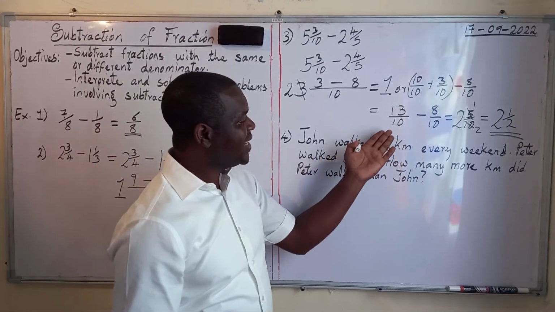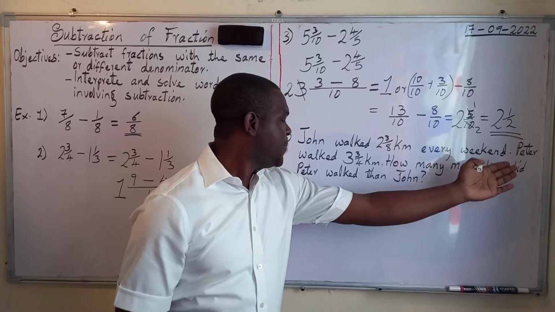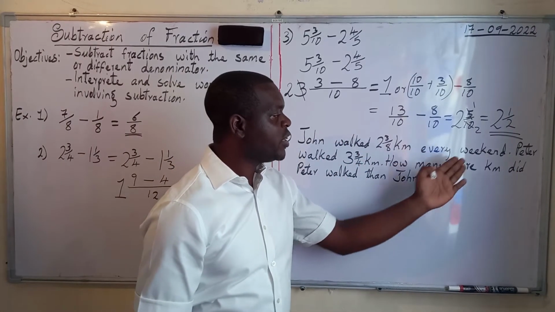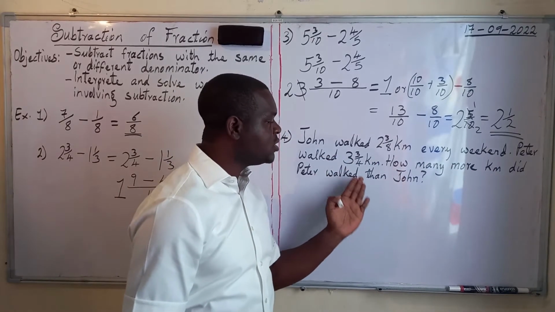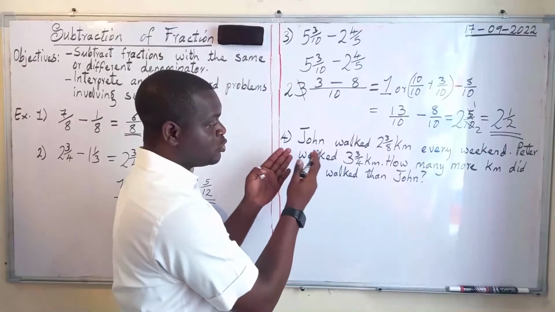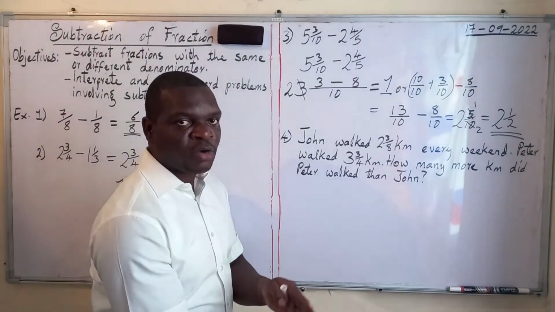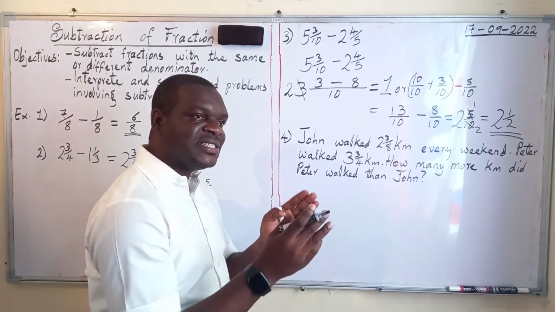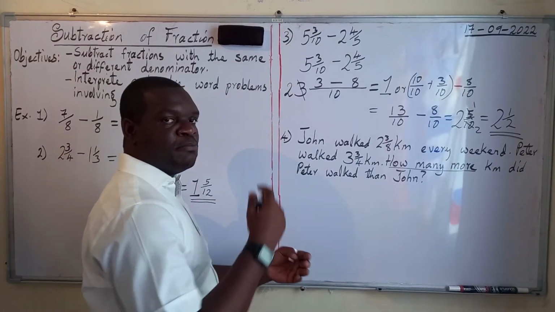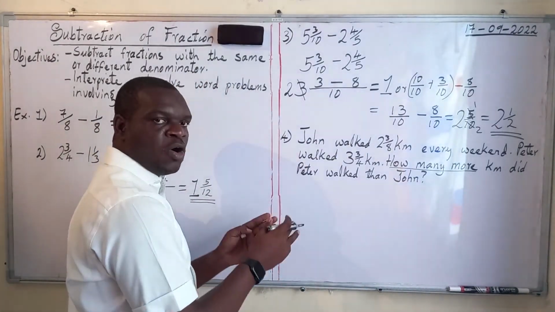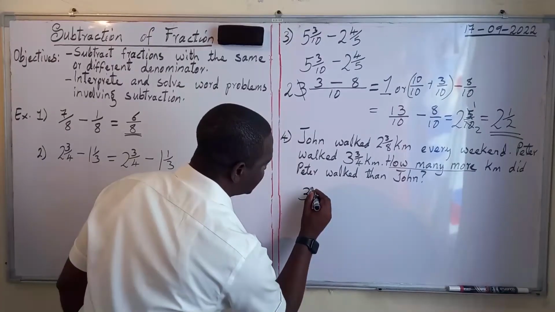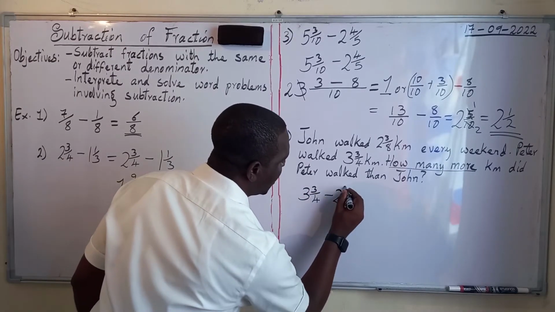John walked 2 3/8 kilometers every weekend. Peter walked 3 3/4 kilometers. How many more kilometers did Peter walk than John? This is asking us to subtract what one person walked from the other to see the difference, and that difference is the more kilometers that Peter walked than John. So in this case, we state 3 3/4 minus 2 3/8.